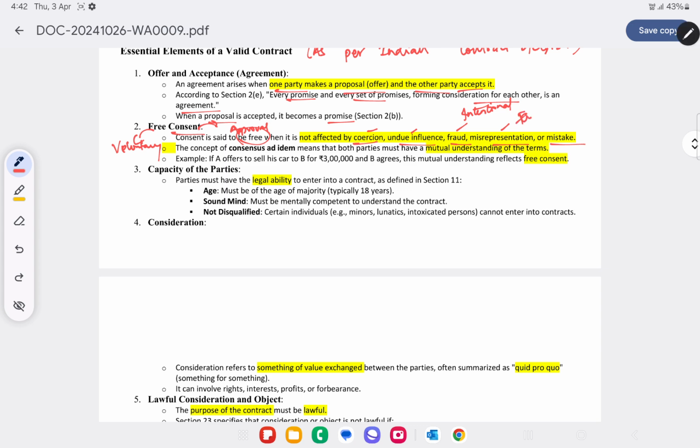Misrepresentation is also like false facts, getting the approval through false facts, but again this is done unintentionally or by mistake. Mistake is basically an error. So consensus ad idem means there has to be similarity of mind and they will have to agree in the same sense. That is, there must be mutual understanding of the terms. Only then there is said to be free consent.